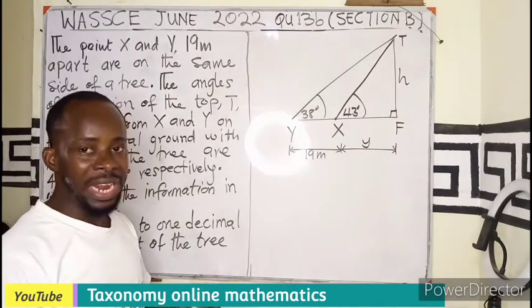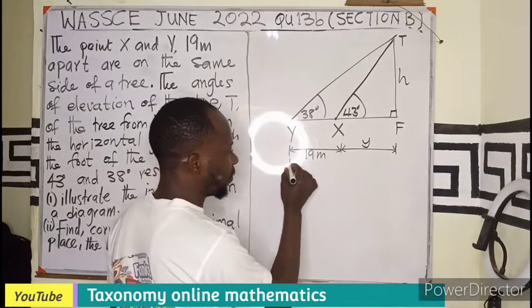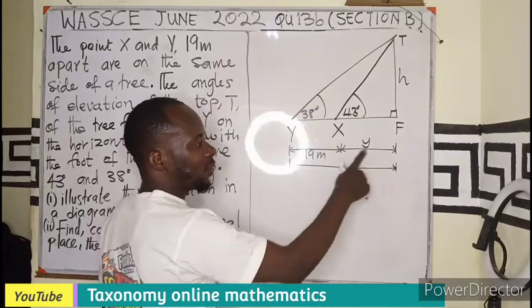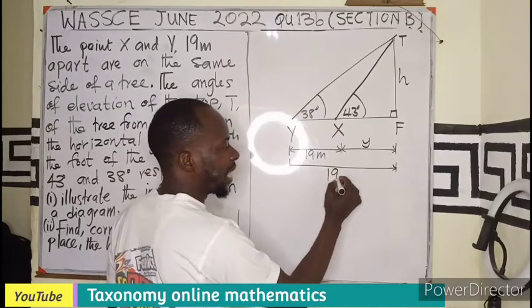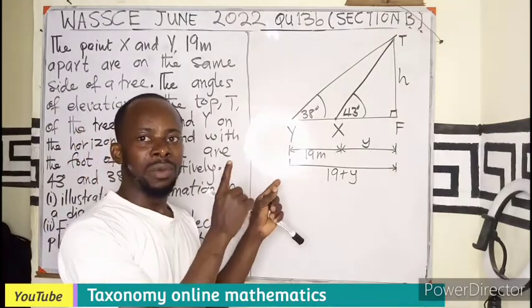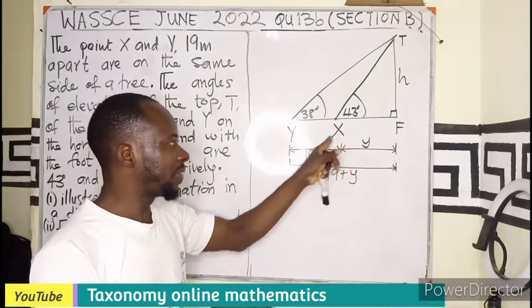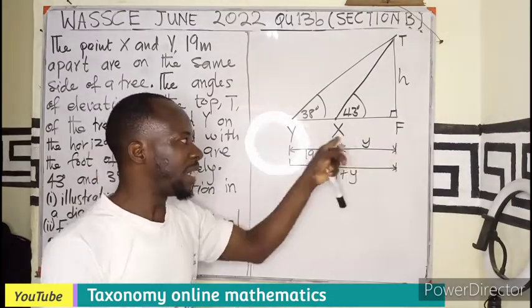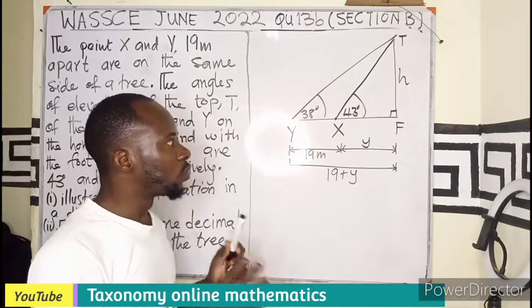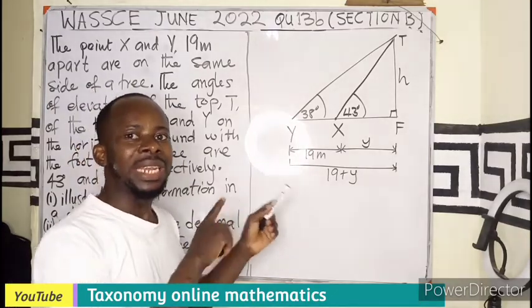If you want to go further in terms of solving, if I am measuring from F all the way to X, I am going to add y and 19. So that will be 19 plus y. The distance between F and Y is y, X and Y is 19, and F to X is 19 plus y. I believe that is clear. Good. If that is clear, then we need to take the triangles one after the other.